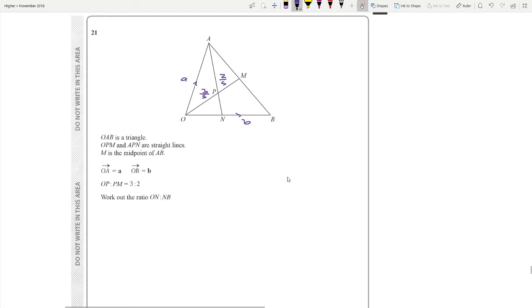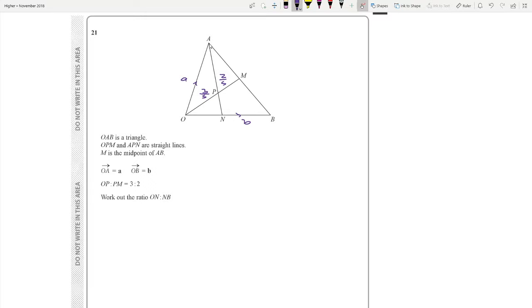Prepare yourselves. It's probably one of the harder questions on vectors in a long time. So let's go through it carefully. This question is going to have numerous steps in there. We're going to have to be working out quite a lot of different vectors. Essentially, what it's going to boil down to is we want to work out the vector AN.